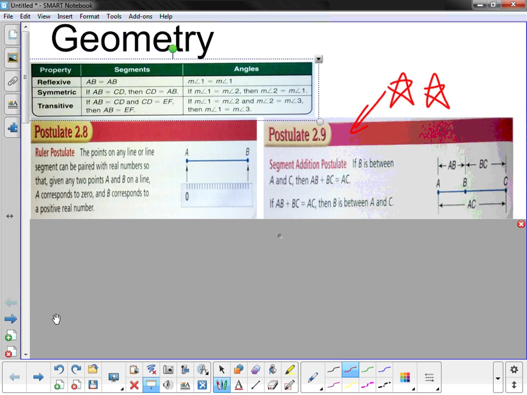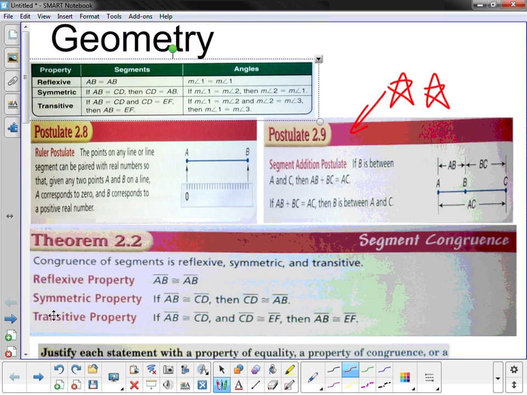Anytime I'm adding pieces of segments to make a bigger segment, I'm going to use the segment addition postulate. And then theorem 2.2, huge. For segments: reflexive property, a segment will be congruent to itself. Symmetric property, if one segment is congruent to a second segment, then I can swap the order around. Transitive property, again, big. If segment AB is congruent to segment CD and CD is congruent to segment EF, then AB has to be congruent to EF. So those are the big properties that we're going to use today.